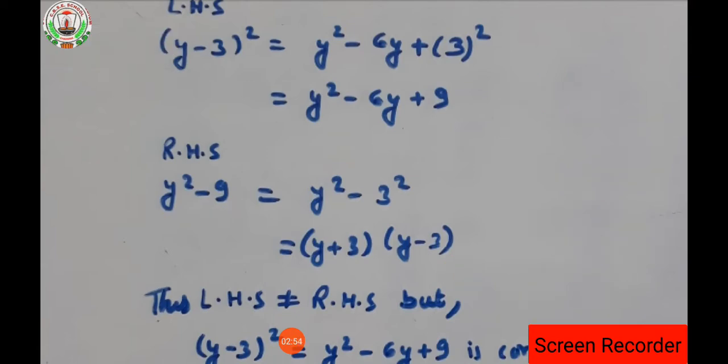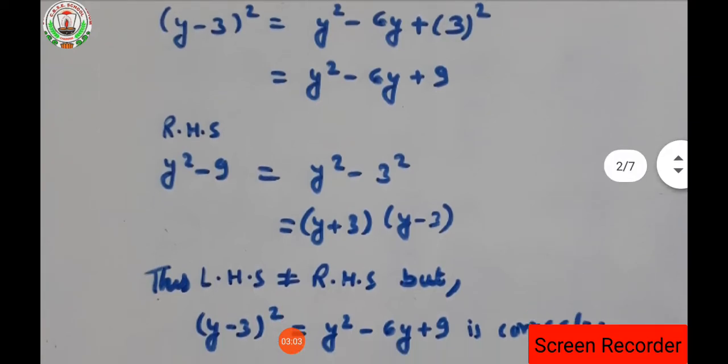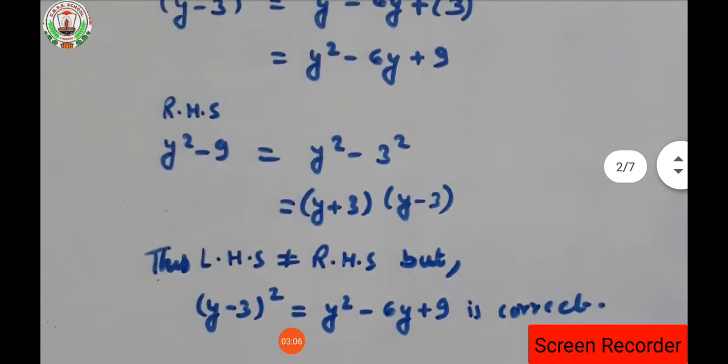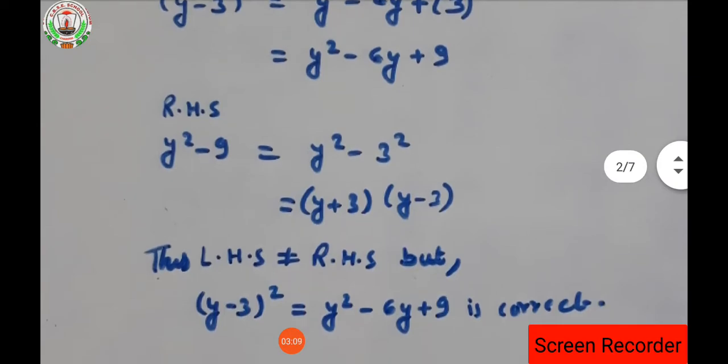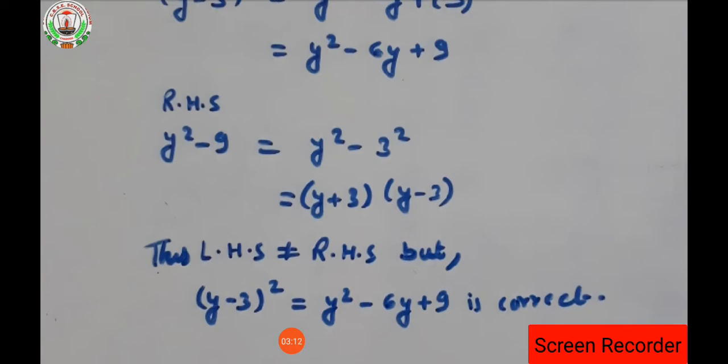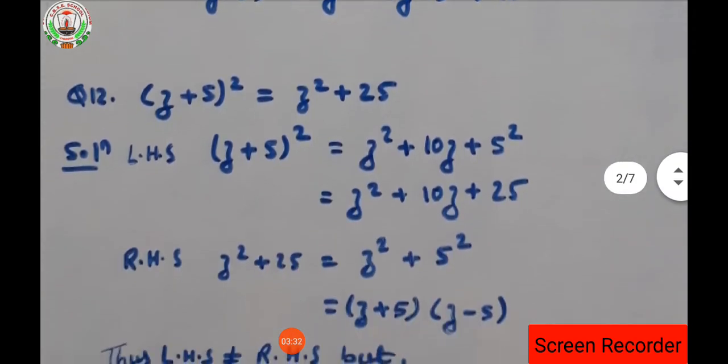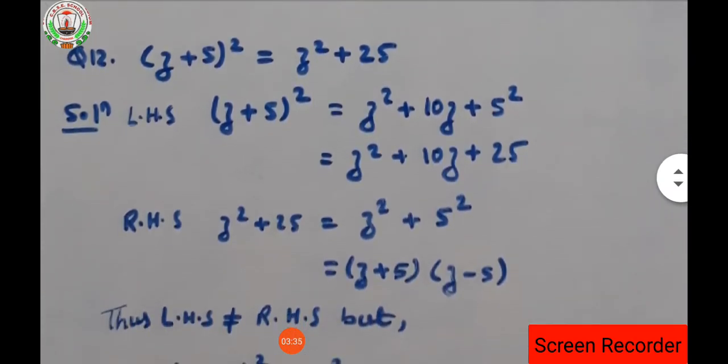Now can you see the LHS and RHS answers, whether they are matching or not? No, they are not matching. That means our LHS is not equal to RHS. But when we solved y minus 3 the whole square, y square minus 6y plus 9 is our correct mathematical statement. So LHS and RHS are not equal, but the statement y minus 3 the whole square is equals to y square minus 6y plus 9 is a correct statement.